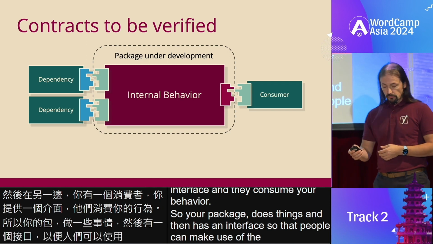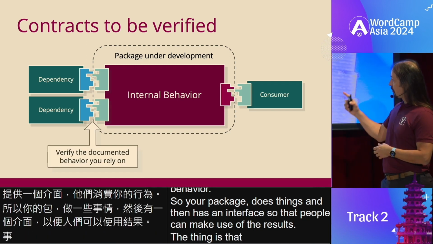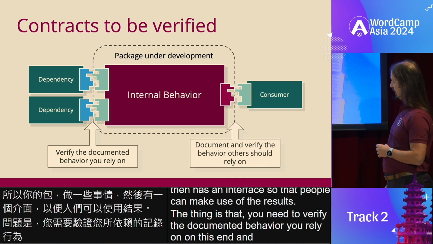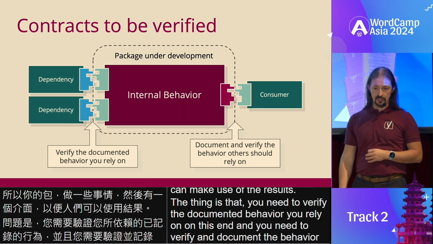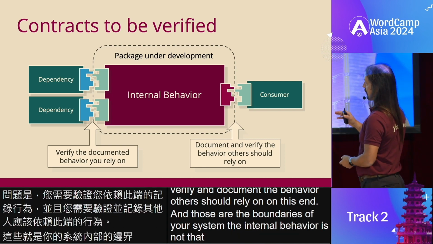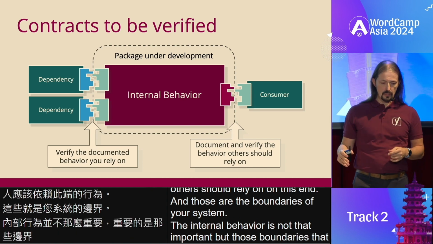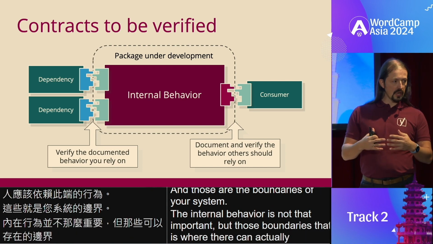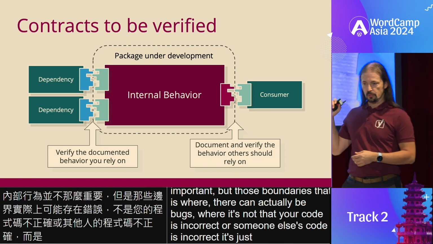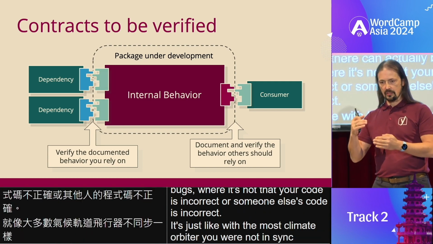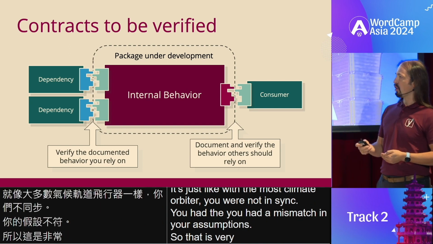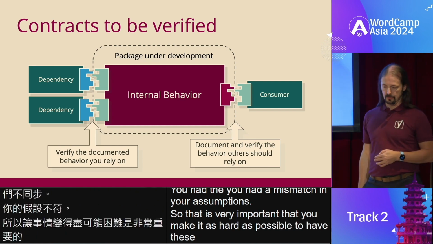Your package does things and then has an interface so that people can make use of the results. The thing is that you need to verify the documented behavior you rely on at this end, and you need to verify and document the behavior others should rely on at this end. Those are the boundaries of your system. The internal behavior is not that important, but those boundaries are where there can actually be bugs, where it's not that your code is incorrect or someone else's code is incorrect. It's just like with the Mars Climate Orbiter, you were not in sync. You had a mismatch in your assumptions. So it is very important that you make it as hard as possible to have these mismatches in place.